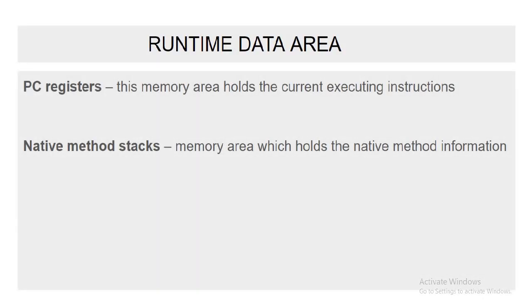Okay, and we have another two things, guys: PC registers and native method stacks. The PC register is a memory area that holds the current execution instructions. Normally, while executing a program, the interpreter works line by line, so it holds the currently executing instruction. The native method stack holds the native method information. Now we are done with the runtime data area and the class loader area, and the pending one is the execution engine.